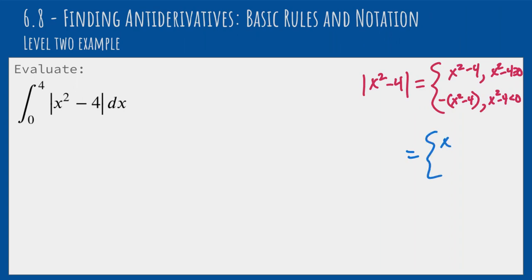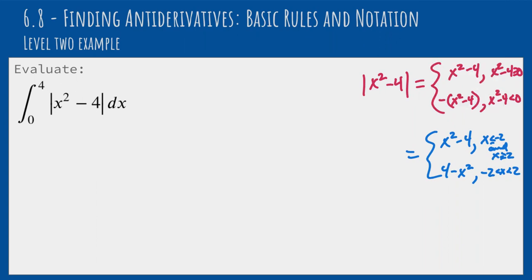this function is going to be x squared minus 4, and x squared minus 4 is positive for values of x less than or equal to negative 2 and greater than or equal to 2. I should say positive or 0. So x is less than or equal to negative 2 and x is greater than or equal to 2. And then it's going to be 4 minus x squared for values between negative 2 and positive 2.